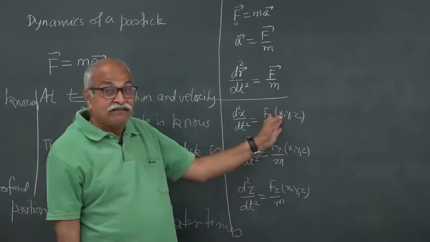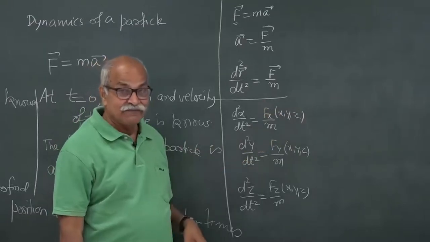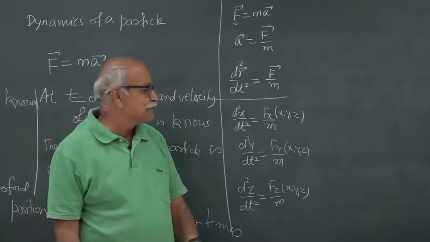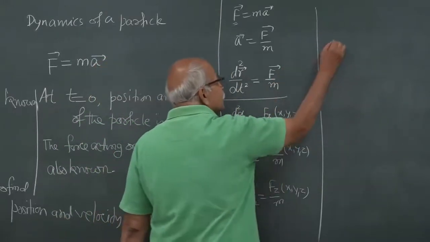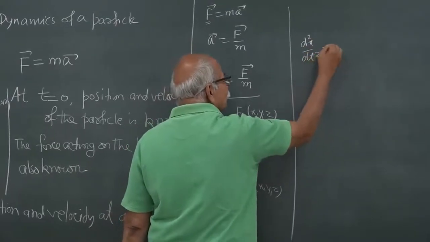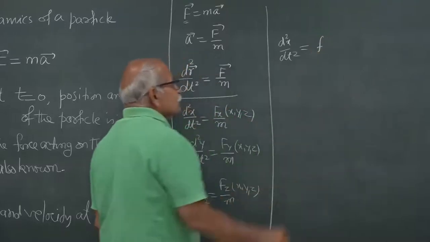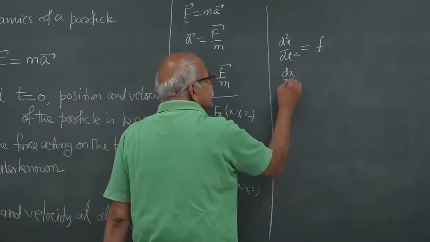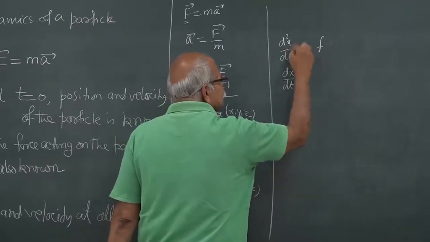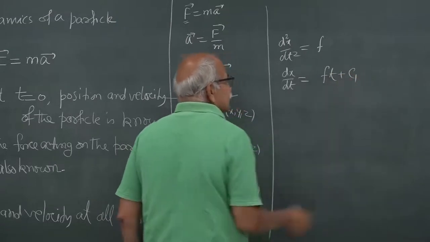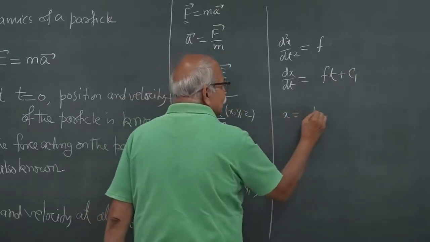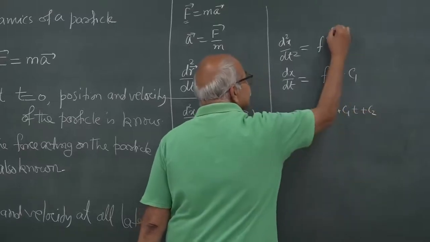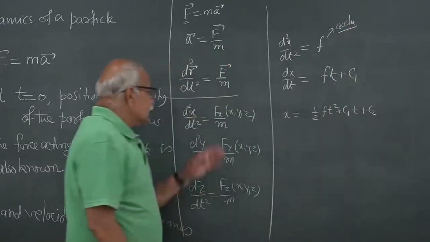If it so happens that it does not depend on x, y, z or t, it is constant. Or during the entire motion of the particle we are interested in, this force is constant. Then life is very, very simple. d2x dt square is equal to a known function Fx by m. This is constant, right? We start with constant force. So this Fx by m is constant. And then you can always integrate it. dx dt is equal to, this is one integration, so F into t plus some constant c1, and then again integrate it, x is equal to half F t square plus c1 t plus c2. And this is the acceleration, which is constant, which is known because it is F divided by m.